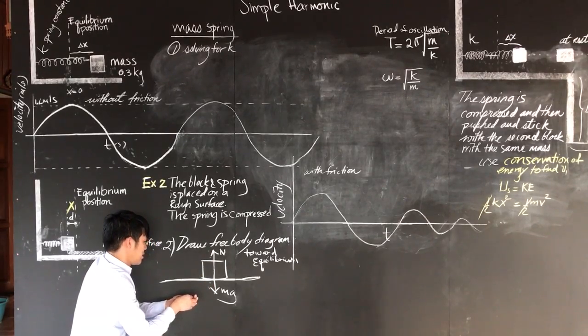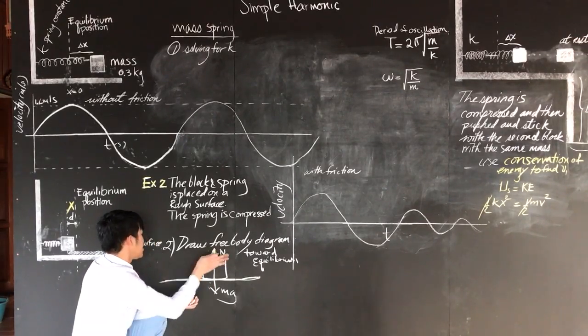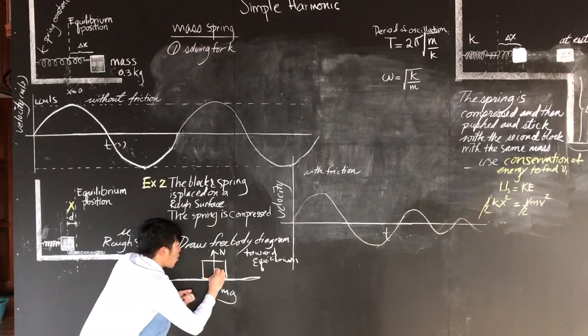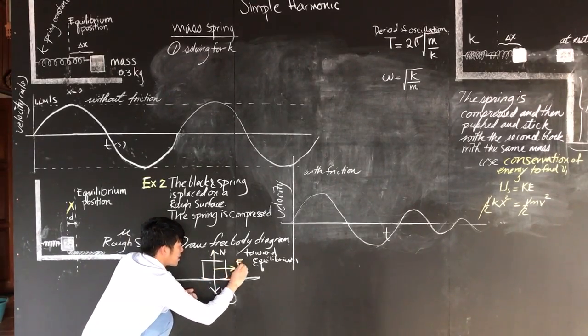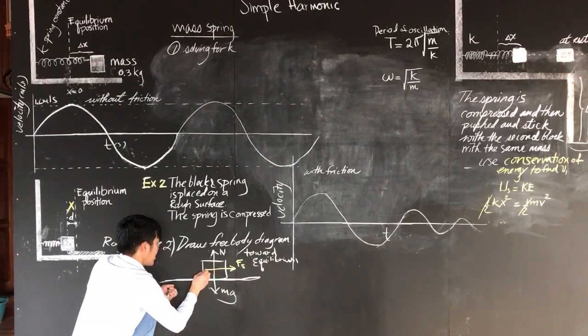Then the spring is pushing that one, so the force is going that way for the force of the spring. And over here is the force of friction.